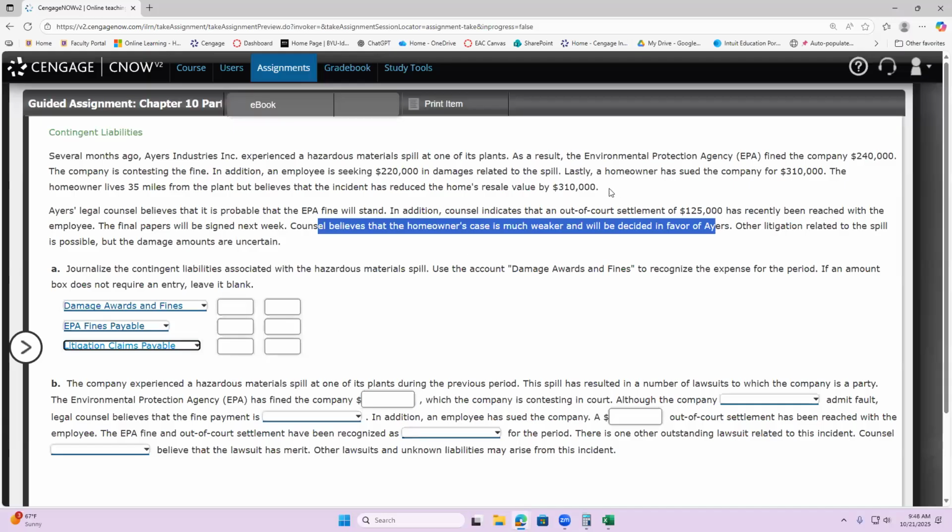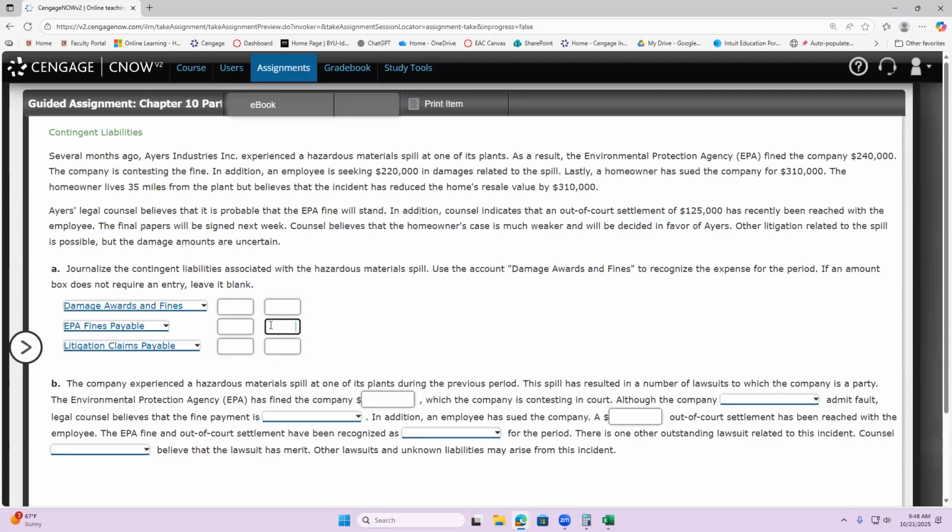Okay. So the amount we have to pay to the EPA was how much? $240,000. And then the settlement for the litigant is $125,000. And then the expense is just those two added up, which is $365,000.